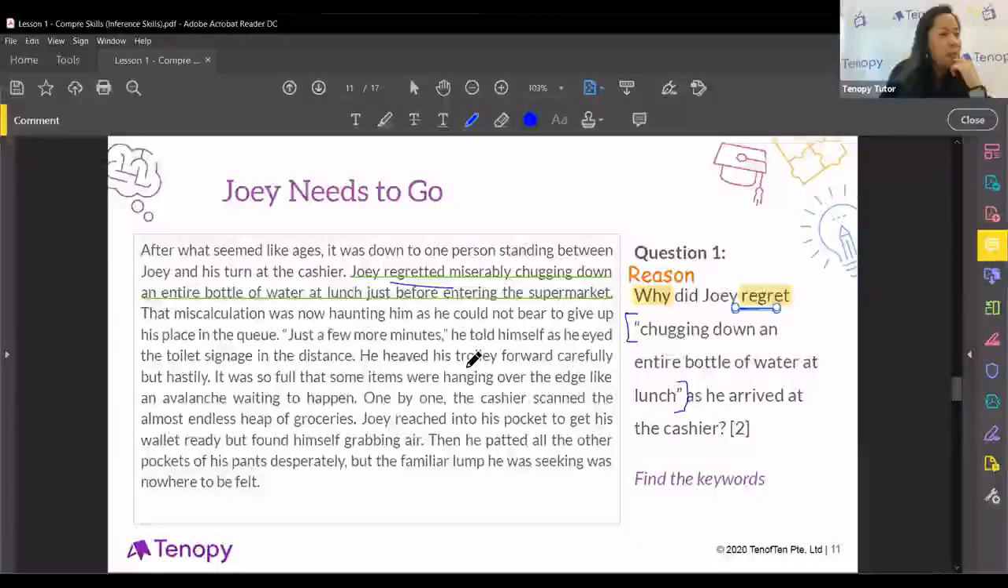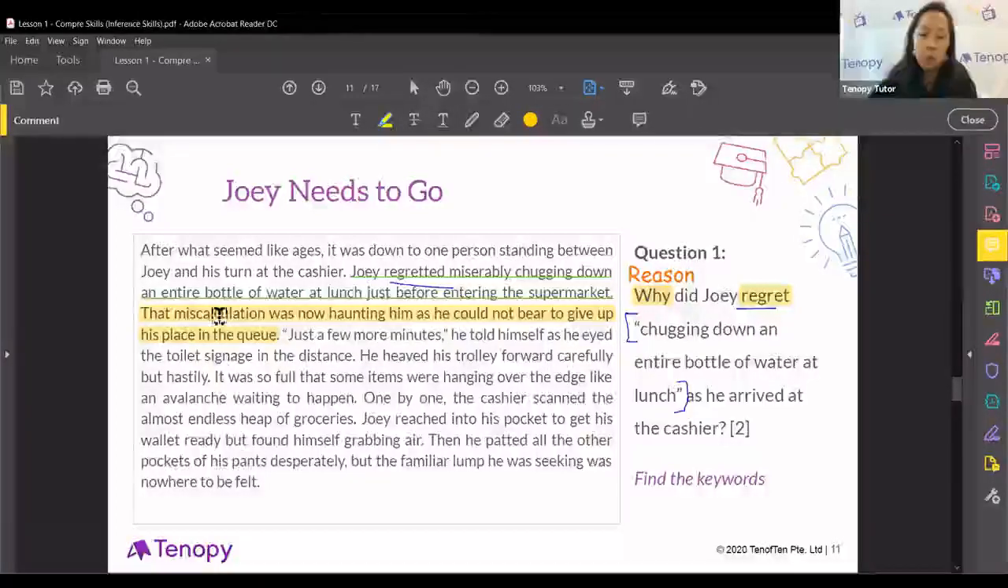Akil, Barrick and Charleston are giving me some answers. Line 6 says Akil. Line 5 says Barrick. Line 5 means here, just a few more minutes, he told himself. This one? Or did you mean this one? That miscalculation was now haunting him as he could not bear to give up his place in the queue. This one right here. So this sentence, he counted wrongly, is it? This sentence here is our very important clue.